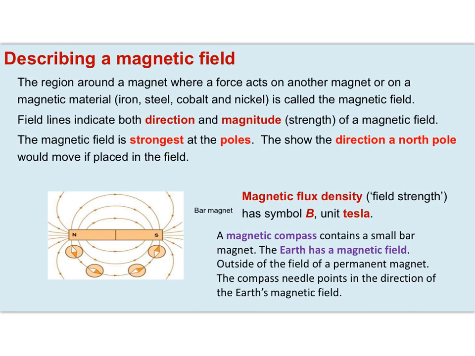We can measure the strength of the field, and that's known as magnetic flux density, and that has the symbol B and the unit of Tesla. And you should be aware that a magnetic compass contains a small bar magnet, and because the Earth has a magnetic field, outside of the field of a permanent magnet, the compass needle points in the direction of the Earth's magnetic field. But if you were to place the compass in a magnetic field, the compass would align itself to the magnetic field of the permanent magnet.